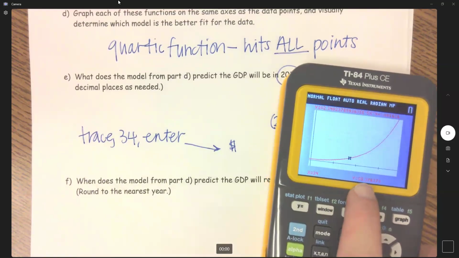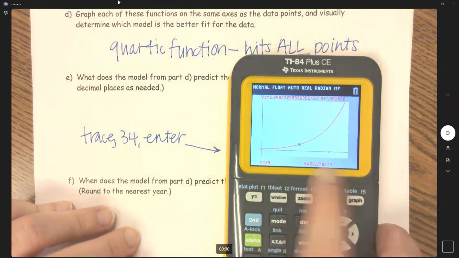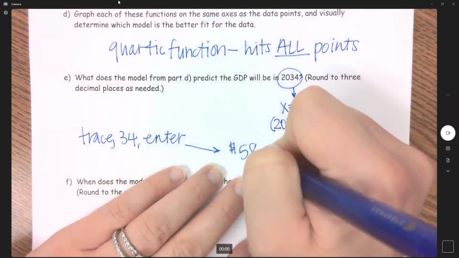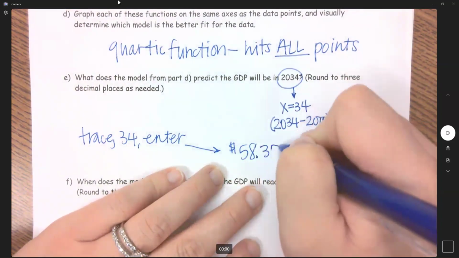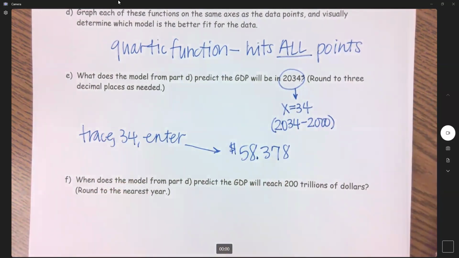And we get right here, and it says to round to 3 decimal places. So that is 58.378. That 3 will make that 8 stay. 58.378, and this is in trillions.